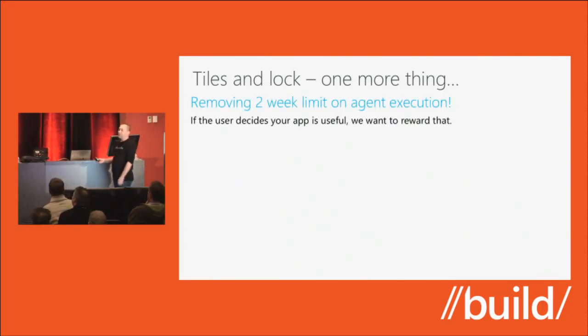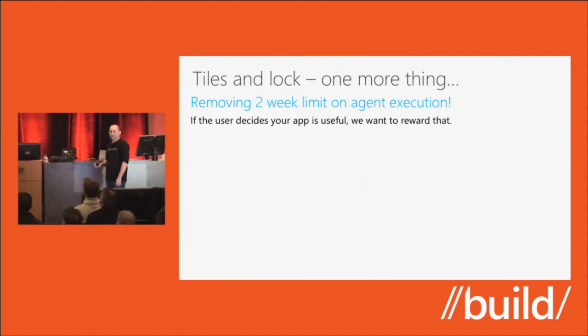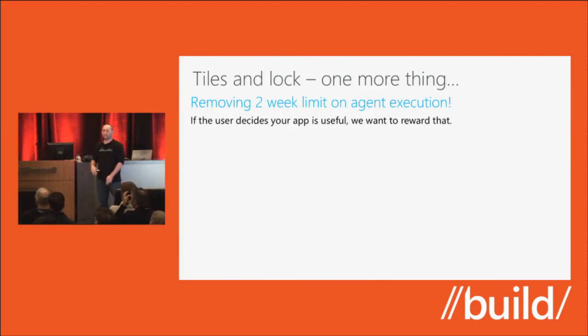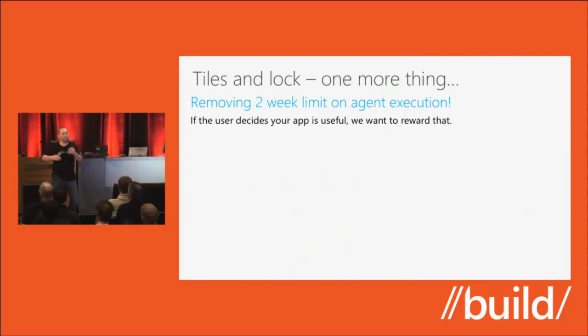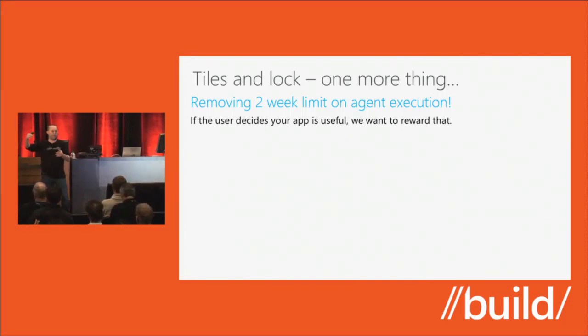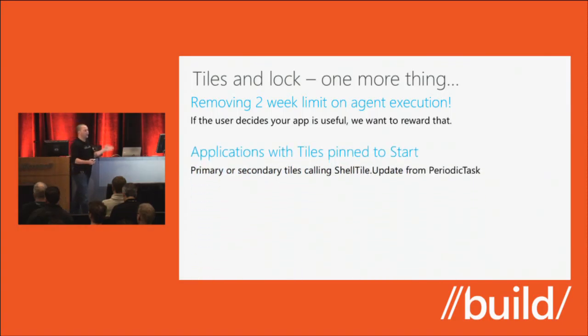So, there was previously a 2-week limit on agents. What does that mean? It meant that your agent had to have its primary app run at least once every 2 weeks to reset the limit on that agent. Otherwise, the agent would expire and it would quit running. But we didn't like that for apps that are using their agent to update their tiles, and especially now that we knew apps would be using their agent to update the lock screen. So we took that restriction away.